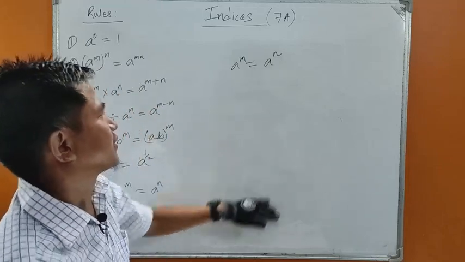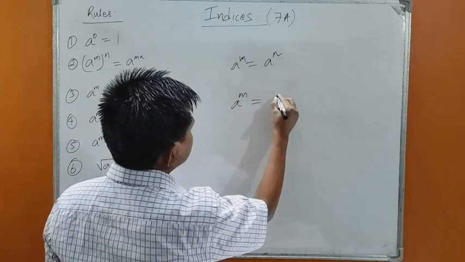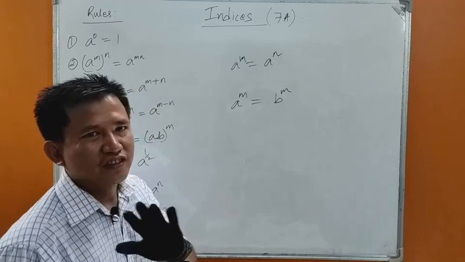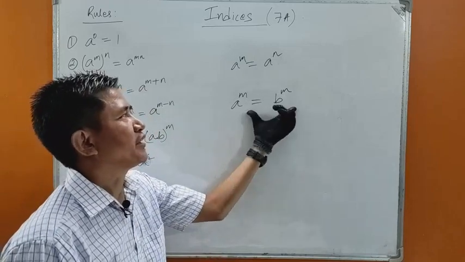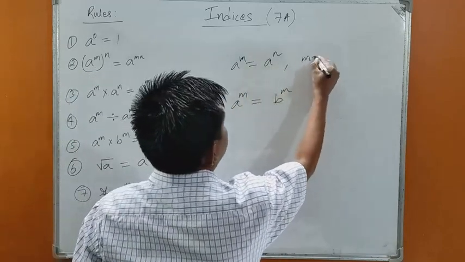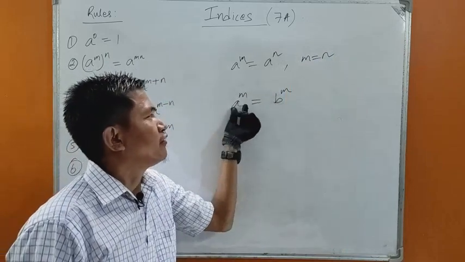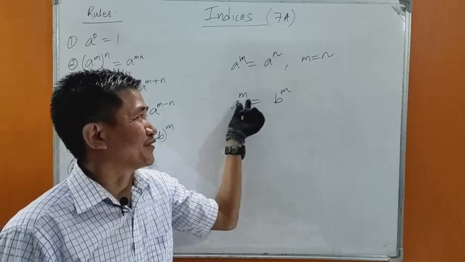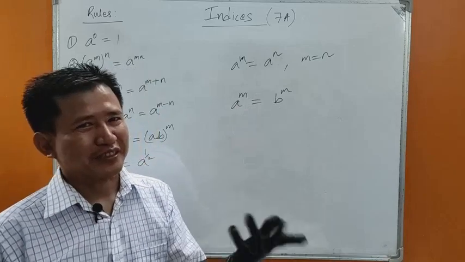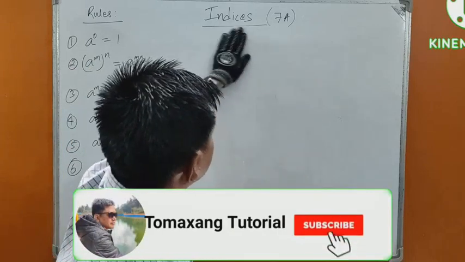But please note this: if a to the power m equals b to the power m, if the powers are equal, then it is not necessary that the bases should also be equal. In this case, if the bases are equal, then the powers will become equal, isn't it? But if the powers are equal, then it is not necessary that the bases should be equal, okay? Keep this in mind. Sometimes bases may be equal, sometimes bases may not be equal. Okay, now this much is the rule for indices. Now let's move on to the exercise.